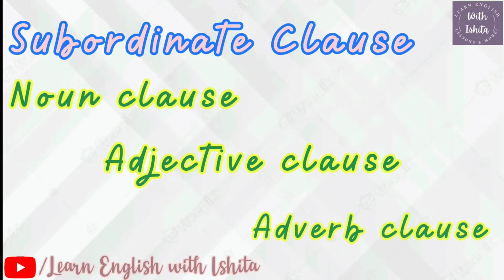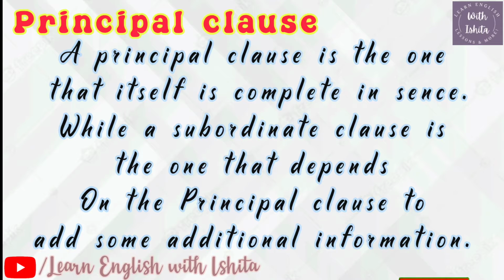Remember this chart. So what is a principal clause? A principal clause is the one that is itself complete in sense. Remember that a principal clause completes the sense of a sentence, while a subordinate clause is the part that depends on the principal clause to add some additional information. Hence, the subordinate clause is also known as a dependent clause. Let's see the following example to understand better.